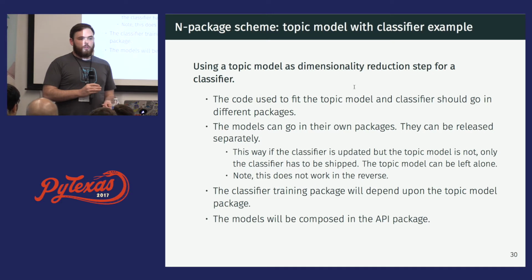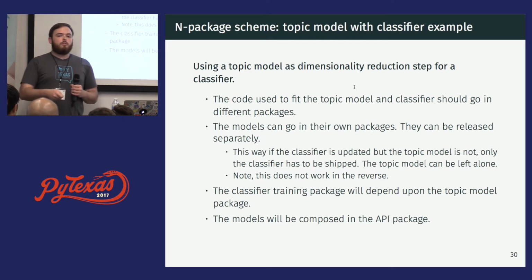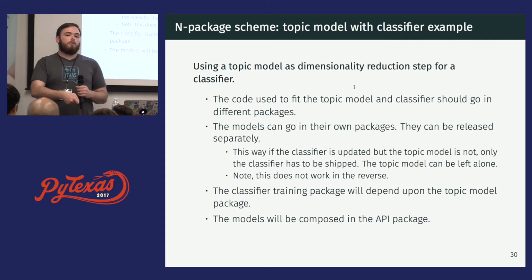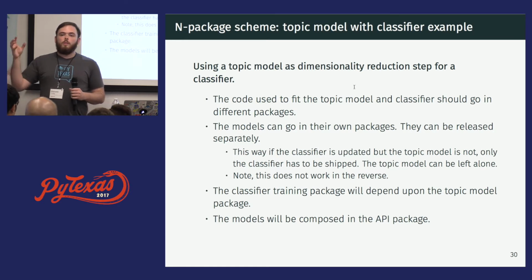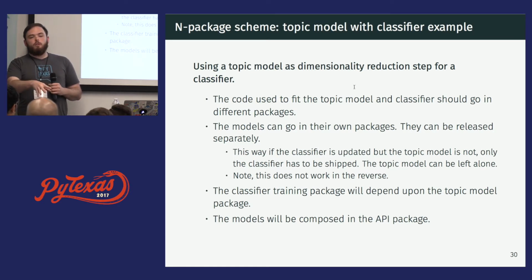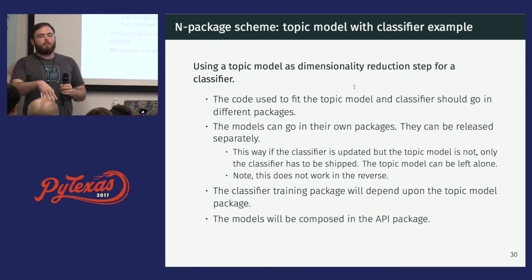And so what are the benefits that we get from this? By splitting those two up into separate packages, because typically topic model files tend to be kind of large, let's say we retrain our classifier, but we don't retrain the topic model. That means that we can distribute those separately. If we didn't update the topic model, we don't have to distribute that again. We only have to distribute the classifier if we update it. Now, it doesn't work in reverse because, of course, if we retrain the topic model, we have to also retrain the classifier.